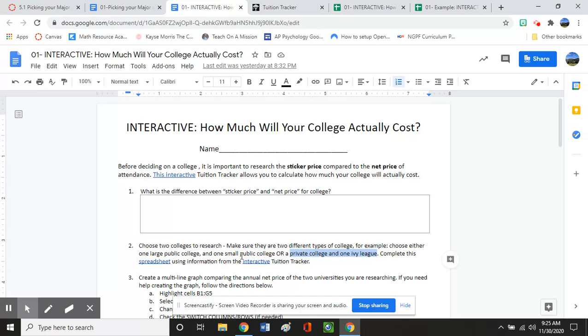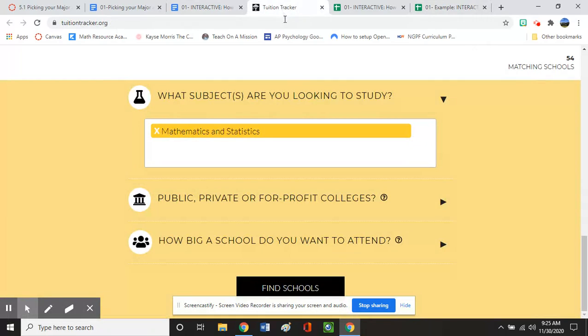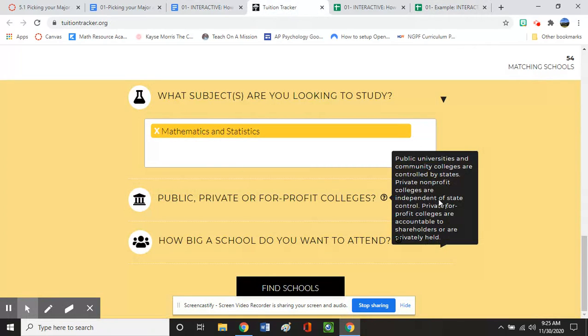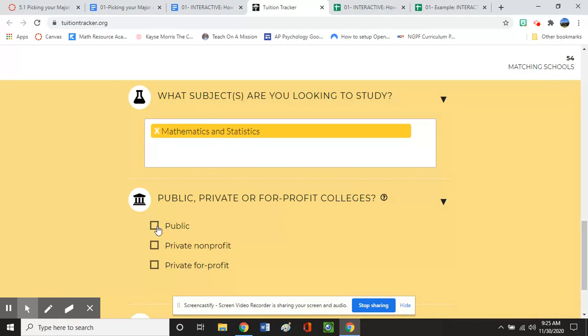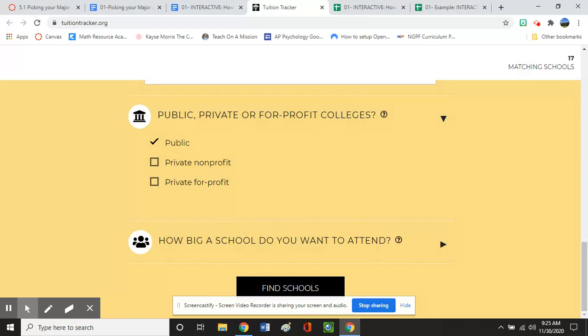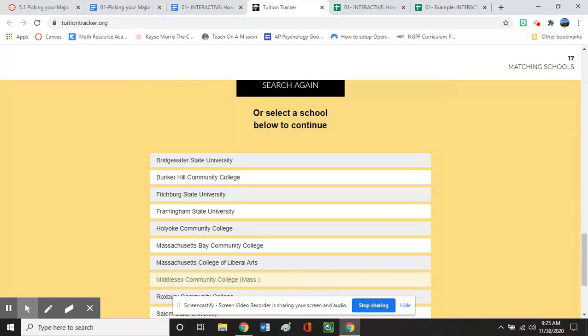You could pick a small public and an Ivy League. Either way, I just want you picking 2 different colleges. So for here, let's pick the public one first. How big is the school? I don't really mind how big it is. I'm down to 17 schools already, so I'm just gonna go ahead and find my school.